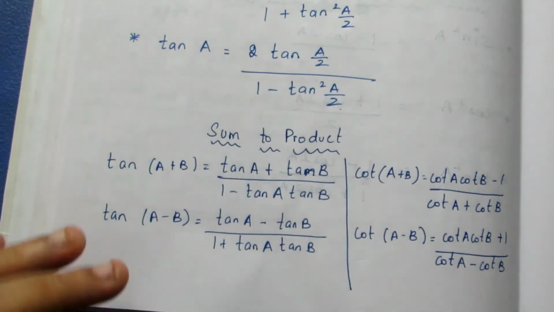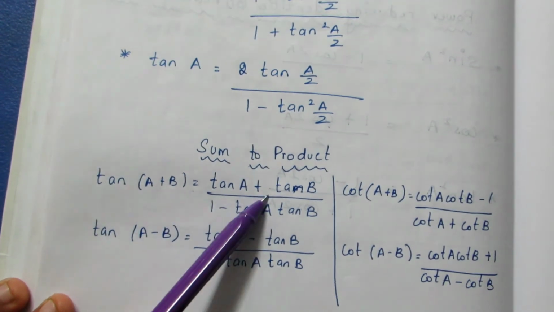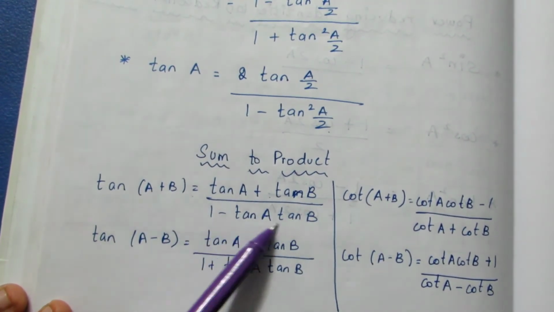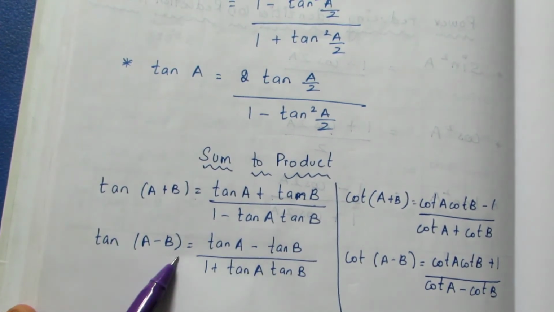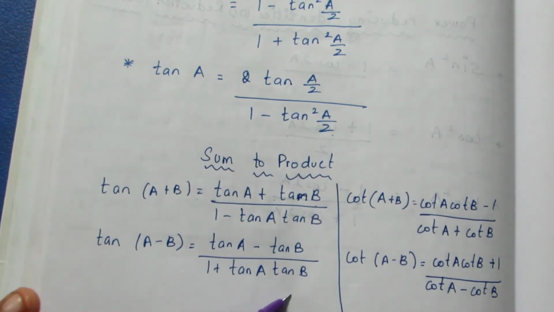For tan and cot, tan(A+B) equals, in the same way, we need to put the same sign on the top: tan A plus tan B by 1 minus tan A into tan B. Now tan(A−B) equals tan A minus tan B by 1 plus tan A tan B.